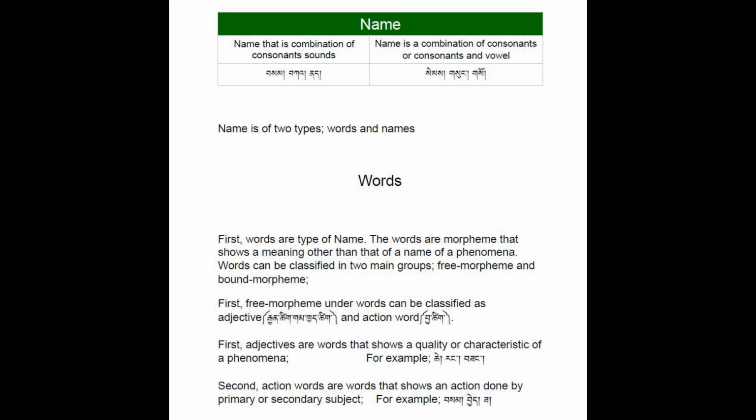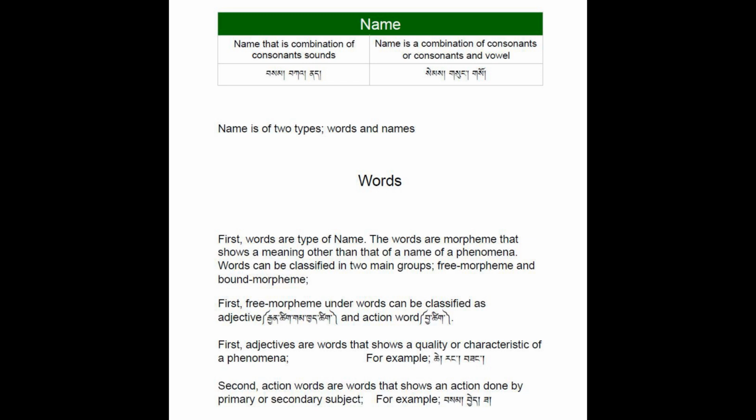And the foundation of names are the elementary structure of a statement in Tibetan language. These are the smallest functioning structure of a Tibetan grammatical statement. And the combination of these consonants with vowels gives us something called either name or word.